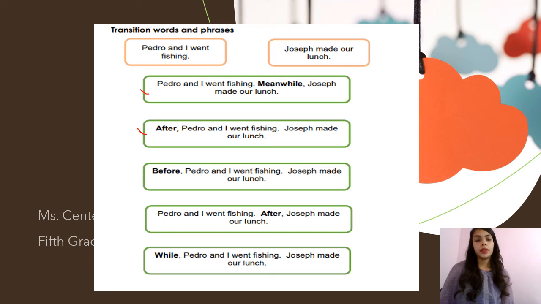Let's see the last one. The next one, before, using before. Before, Pedro and I went fishing. Joseph made our lunch.